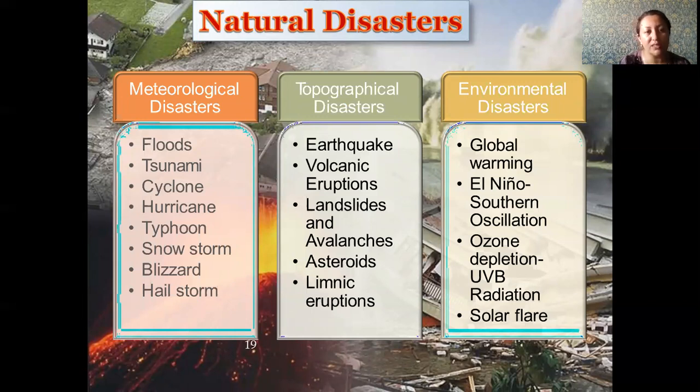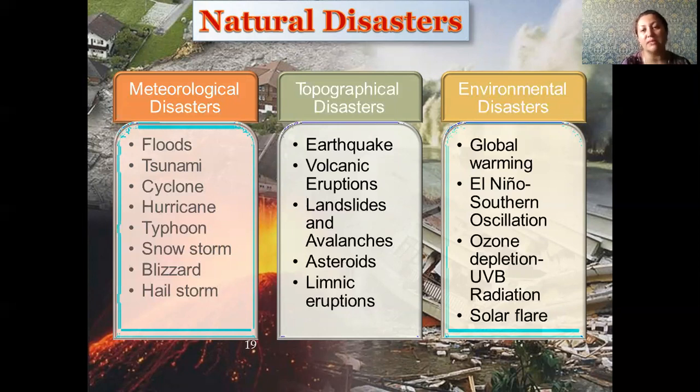For meteorological disaster, it can include flood, tsunami, cyclone, hurricane, typhoon, snowstorm, blizzard, hailstorm. For topographical, it should be volcanic eruption, earthquake, avalanches, landslides, and limnic eruption.